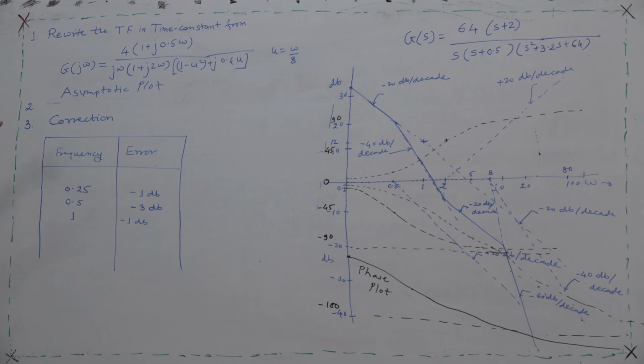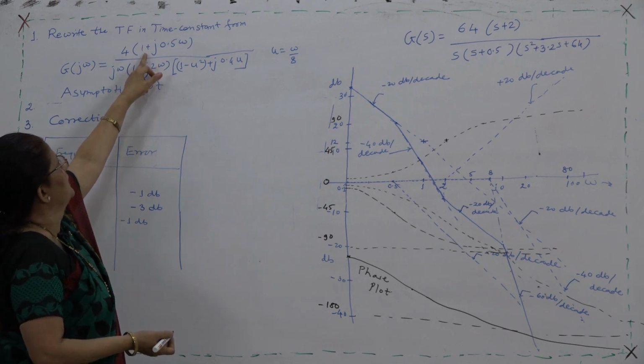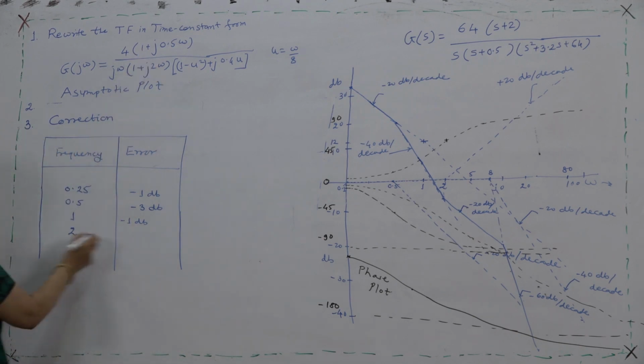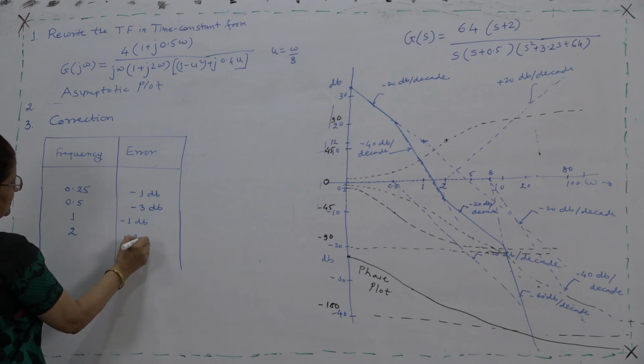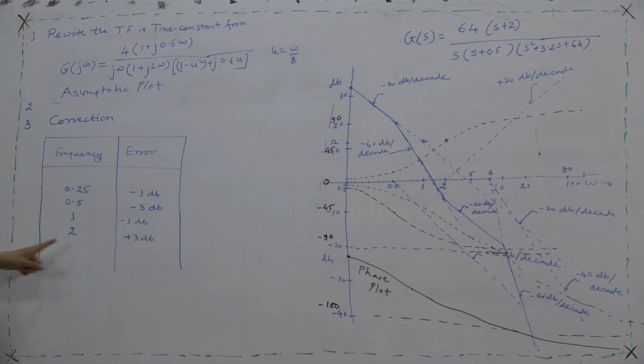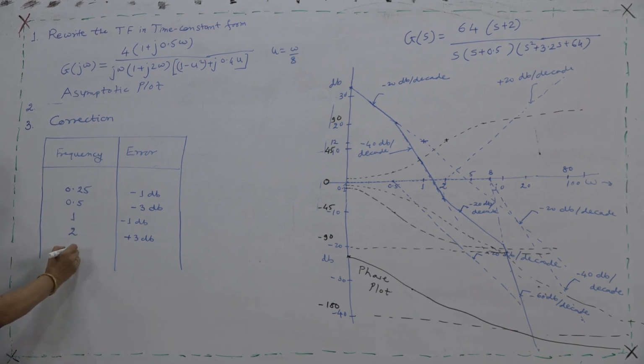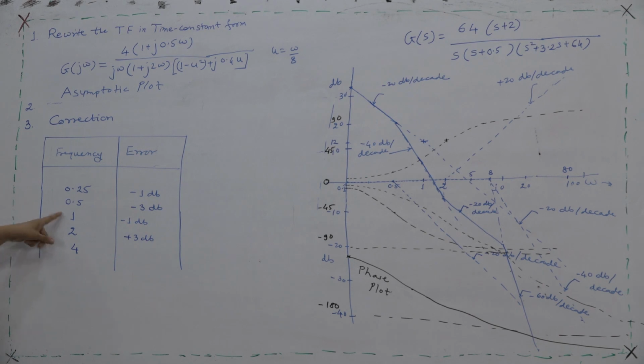What is your next corner frequency? Next corner frequency is 2. What is the error you will get? See, 2 is the term which is at the numerator. So, what is the error you will get here? Plus 3 dB error you will get at the corner frequency. Then you take half the frequency and double the frequency. So, half the frequency is 1. How much error you will get because of this factor? This is at the numerator, plus 3 dB, and you will get plus 1 dB.